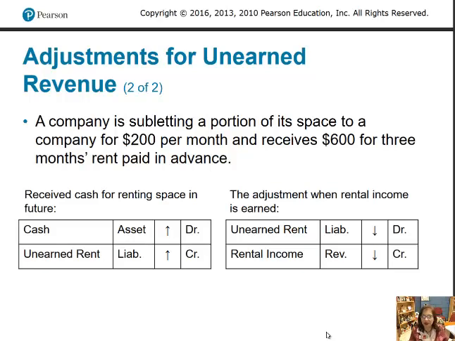It's $200 per month, and it receives $600 for 3 months of rent paid in advance. Remember, you've got the cash already, but you're putting it in unearned rent. The adjustment, when the rental income is earned, then of course you decrease the amount of money that you've received by the $200, and then you end up with rental income as well. Okay? Again, don't worry too much about it. It'll make more sense when we are in the worksheet.